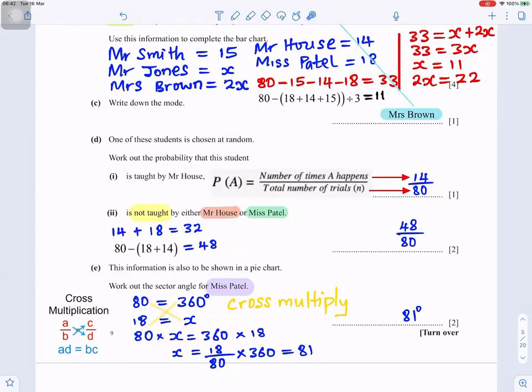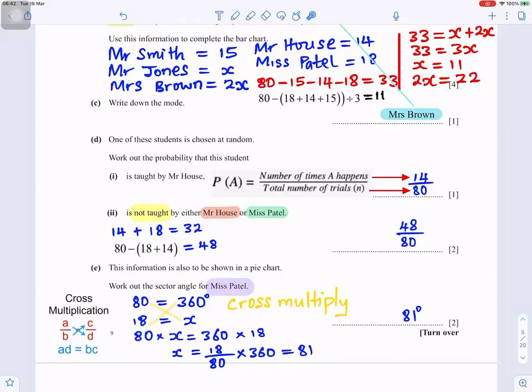Part E, this information is also shown in the pie chart. Work out the sector angle for Miss Patel. So if you have the information to put it on the pie chart, we need to work out the angle. So we know 80 is equal to 360 degrees. So what would 18 be? Because Miss Patel is 18. If 80 is 360 degrees, what angle would 18 be?